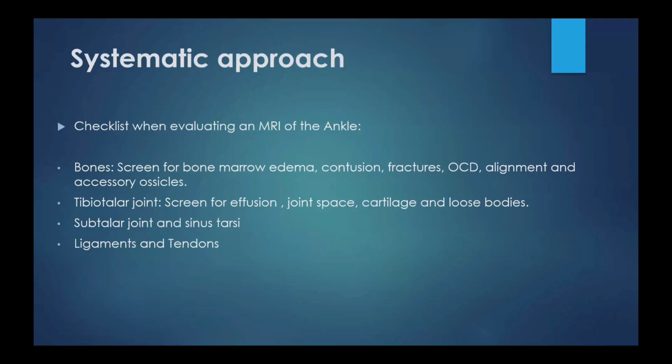Like any other joint, we have a checklist when we evaluate the ankle joint. We cover the bones, so screening for bone marrow edema, contusion, fractures, osteochondral defects, alignment, and accessory ossicles. We also assess the joints, tibiotalar and subtalar joints, screening for an effusion, joint space, cartilage, and loose bodies, and assess each ligament and tendons.